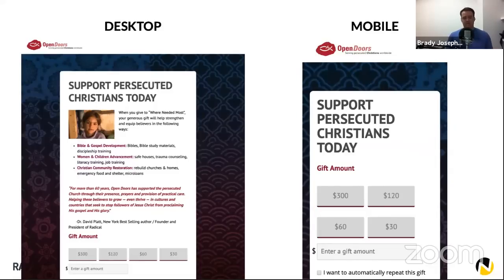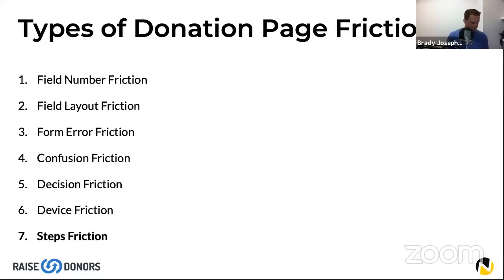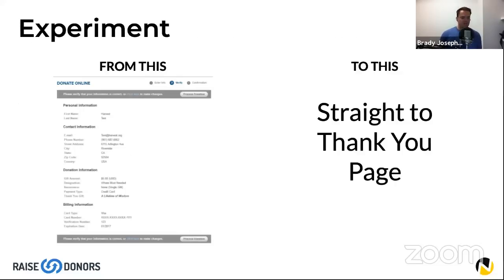And so if this was an experiment, what we would often see is a decrease for the mobile version on the right without the copy. So test your giving process, make sure it's functional on mobile, and make sure you can still see the value proposition. Those are two really important things to do when it comes to mobile giving. All right, so that's how to reduce friction.